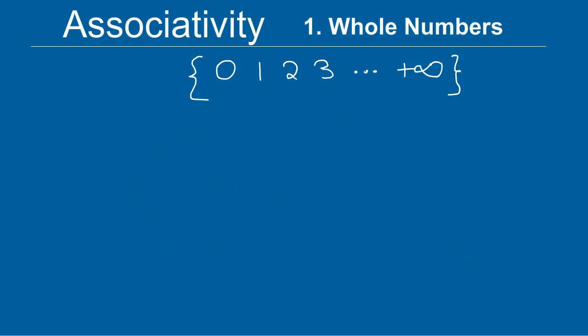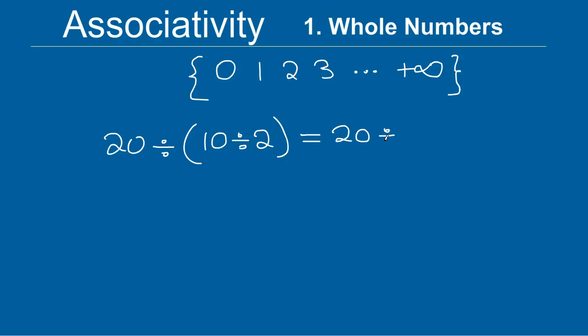Let's finally move on to division. Let's take some large number so it will be easier. Let's say our first number is 20. We divide 20 by (10 divided by, let's say, 2). Let's find out this value. We first do this operation: 10 divided by 2 is simply 5. So 20 divided by 5, which we can write 20 by 5, is equal to 4.